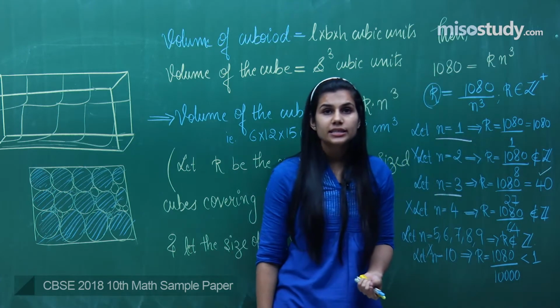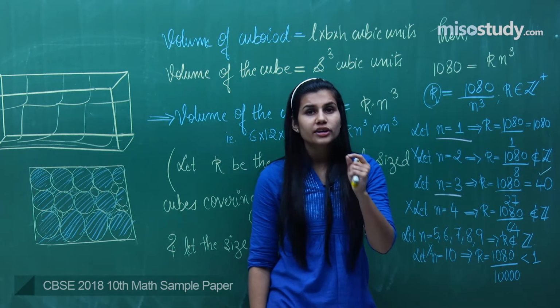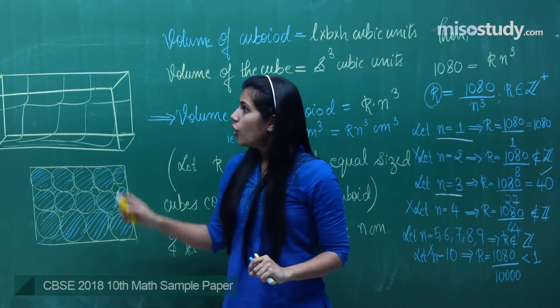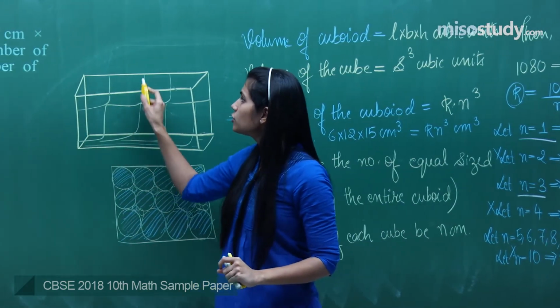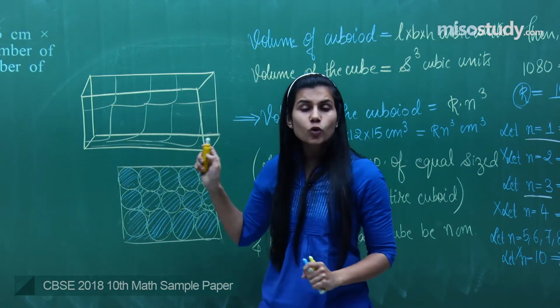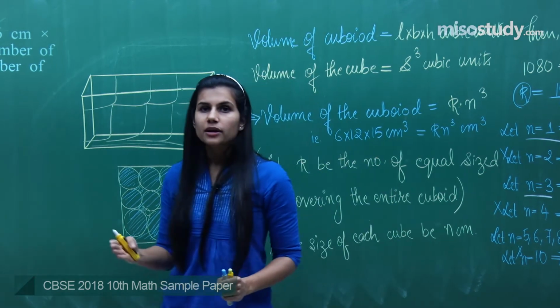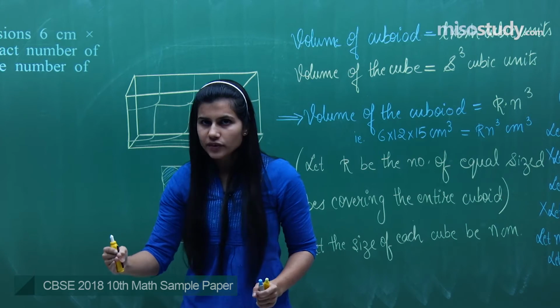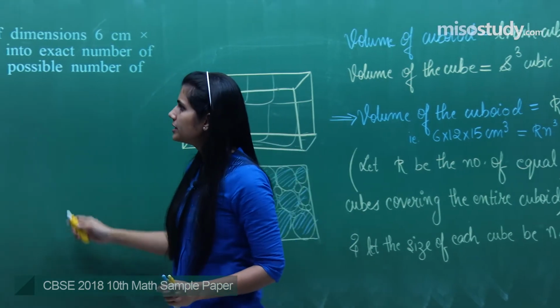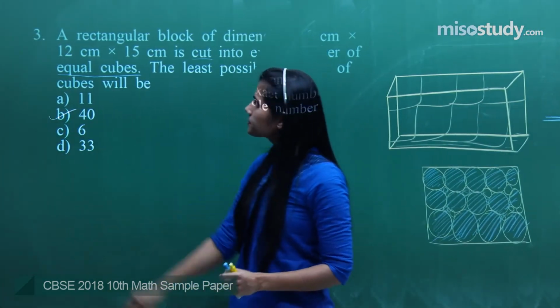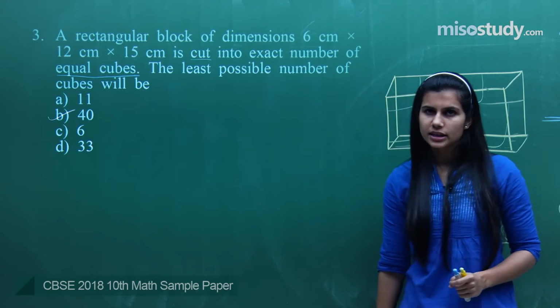So the answer is, the least number of cubes required to cover the cuboid, or the least number of equal-sized cubes in which this cuboid can be cut, is 40 cubes when you take the side of the cube to be 3 centimeters. So your answer is 40 cubes.